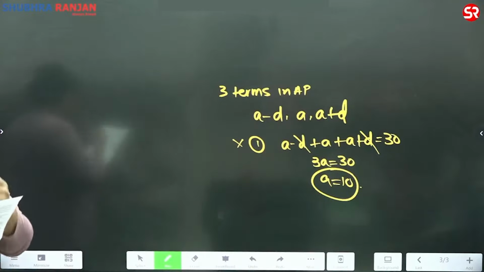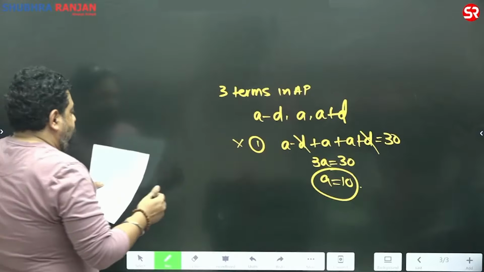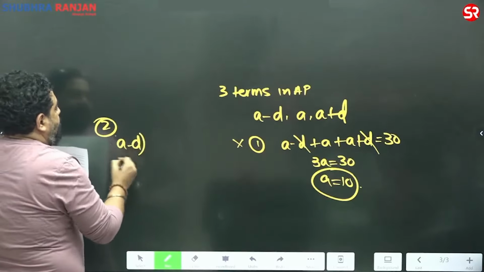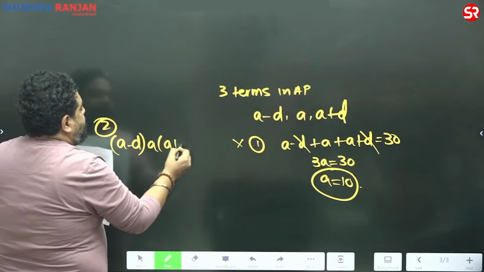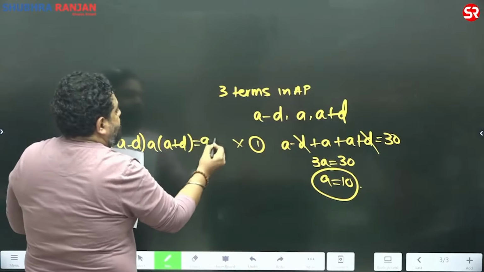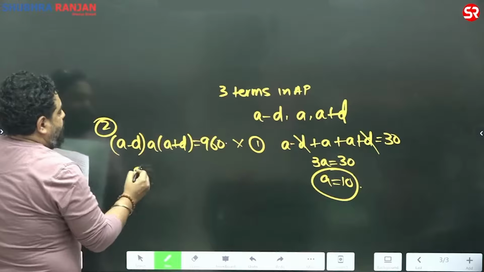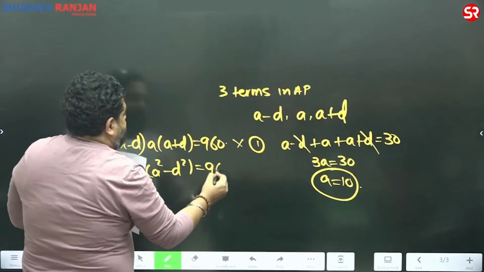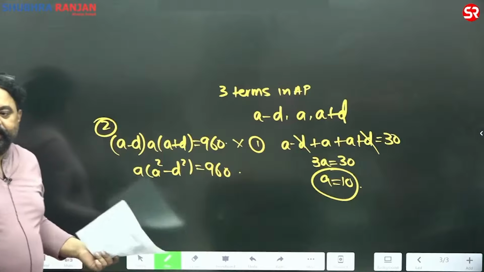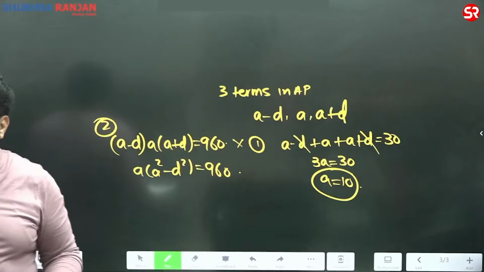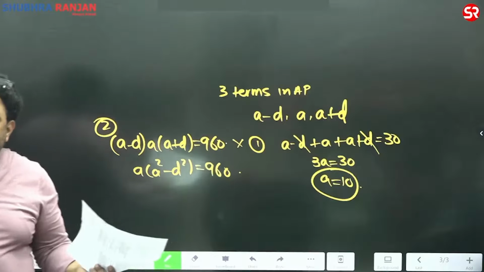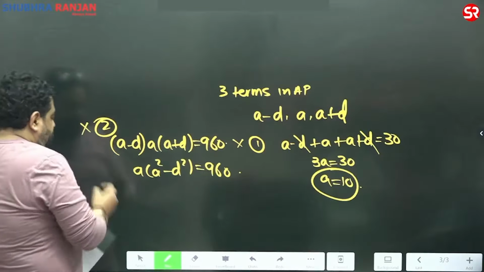First is not giving you the answer. Then he says, the product of first three terms is 960. A minus D into A into A plus D is equal to 960, which would give you A times A square minus D square is equal to 960. But A and D both are unknown. You cannot solve it by second alone, because when we check second, we forget first. So, second alone is not giving you the answer.